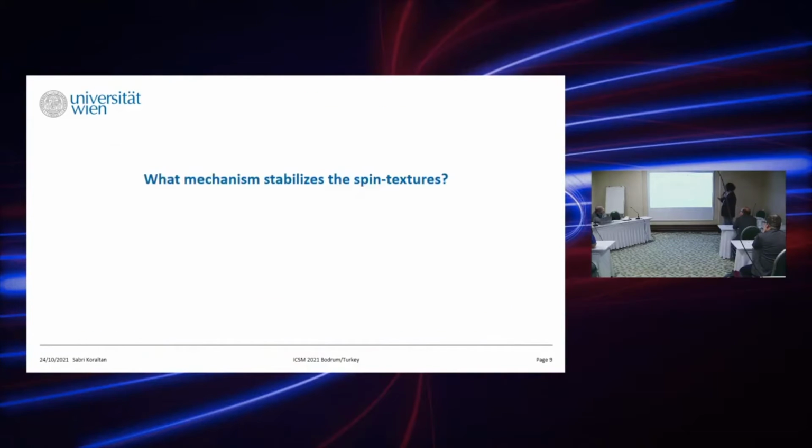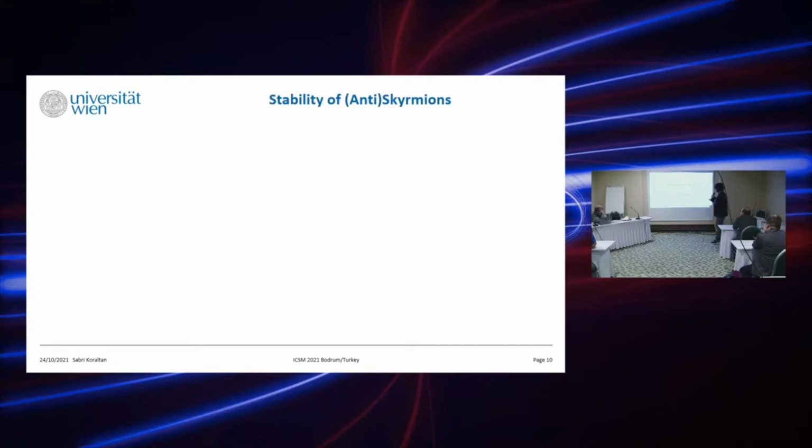Okay, so now we know that we have all these spin textures in our system, so we have the spin zoo. But now the question is, what is the main mechanism that stabilizes these structures? That's where micromagnetic simulations come into play, and that's where we basically come in. We wanted to see the conditions where the skyrmions and anti-skyrmions are stable.